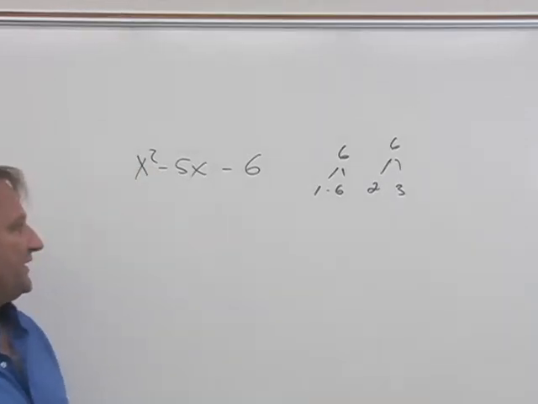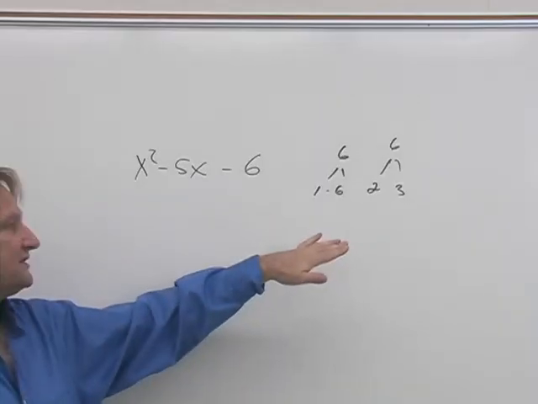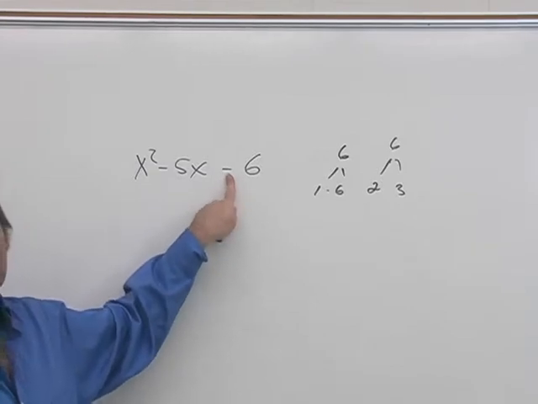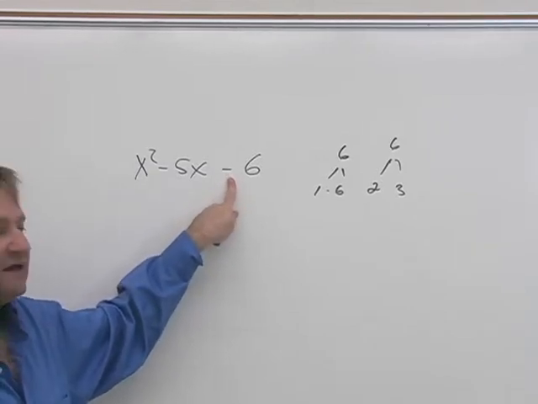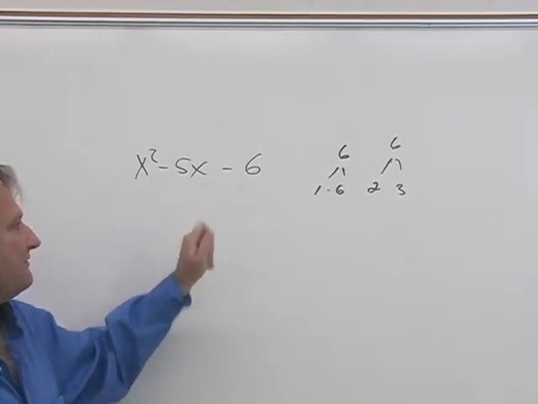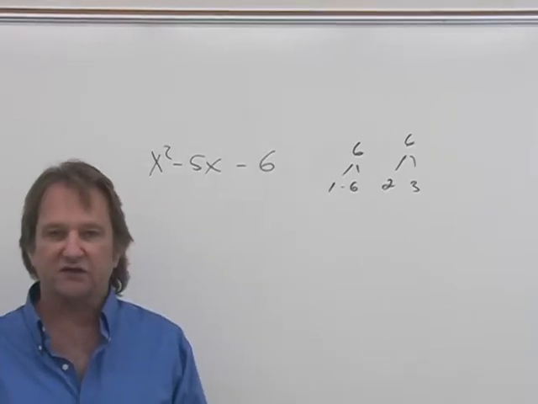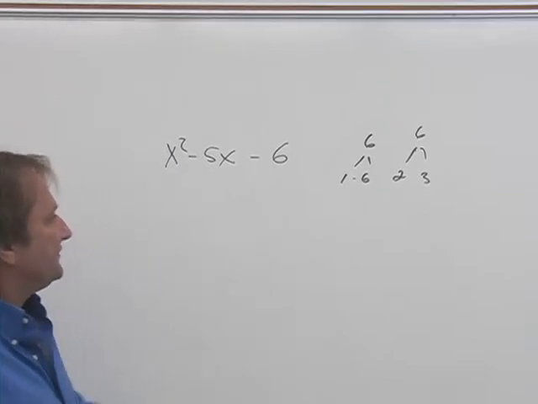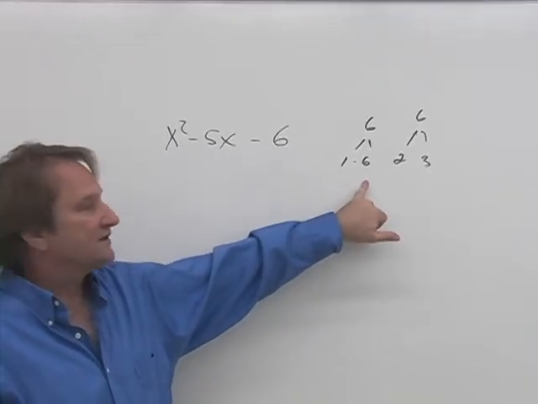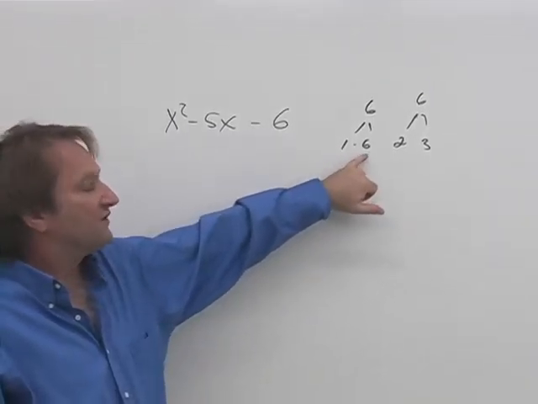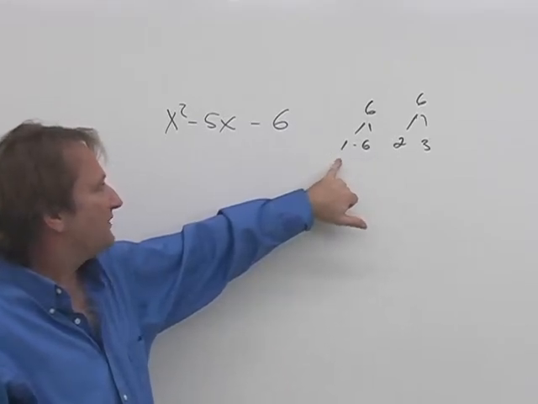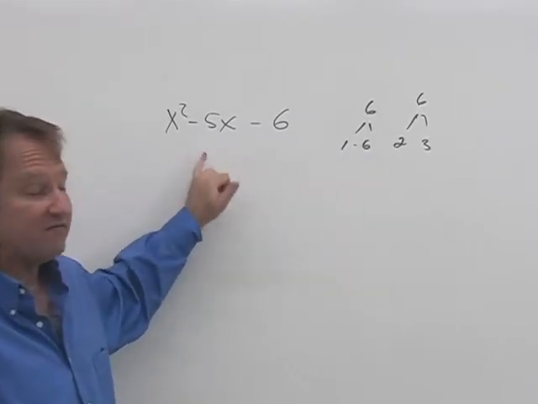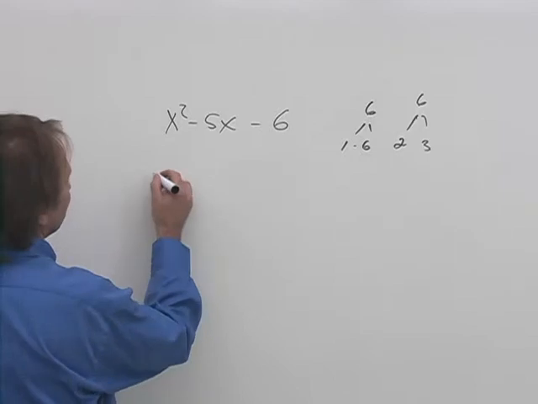In this case, we need to eliminate one of the two sets of factors by considering the sign on the constant term, which is negative. If it's negative, that means that one of the factors has to be positive, the other one has to be negative. So that means that we have to use the 1 and the 6. The 6 would be negative, the 1 would be positive, and that would combine to a negative 5. So let me set this up.